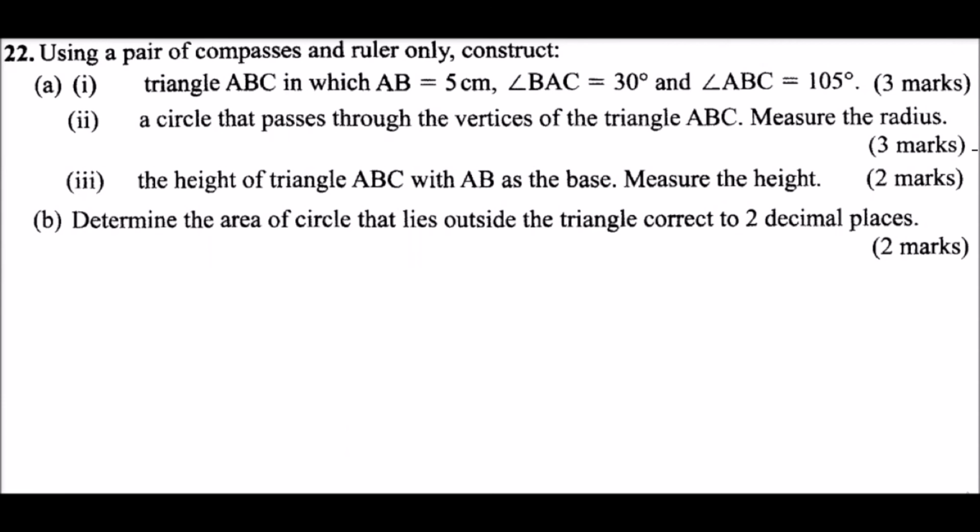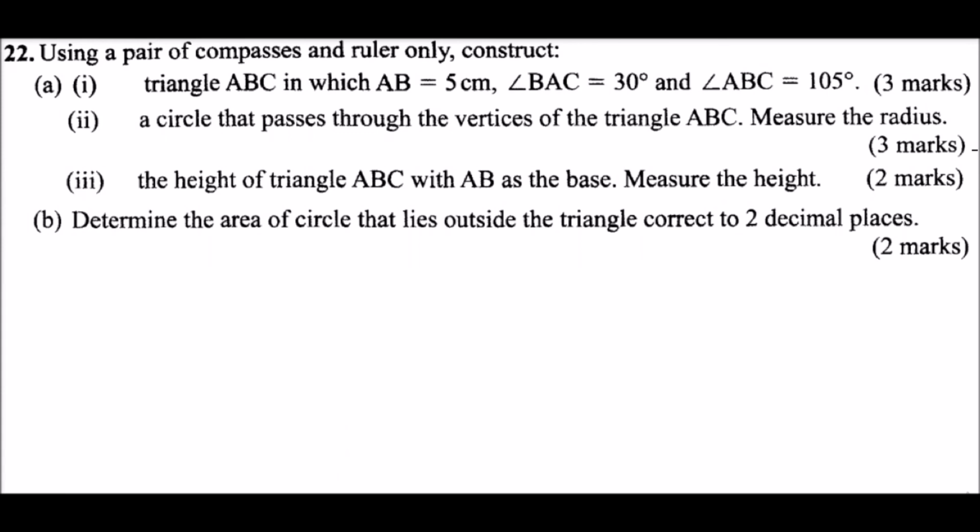Number 3, the height of the triangle ABC with AB as a base, measure the height. Then determine the area of the circle that lies outside the triangle, correct to 2 decimal places. Now at the moment I don't have what I need to construct this, so for the time being I'll just guide you on how to go about it. Maybe I'll do it later once I get what I need to use to be able to construct that.